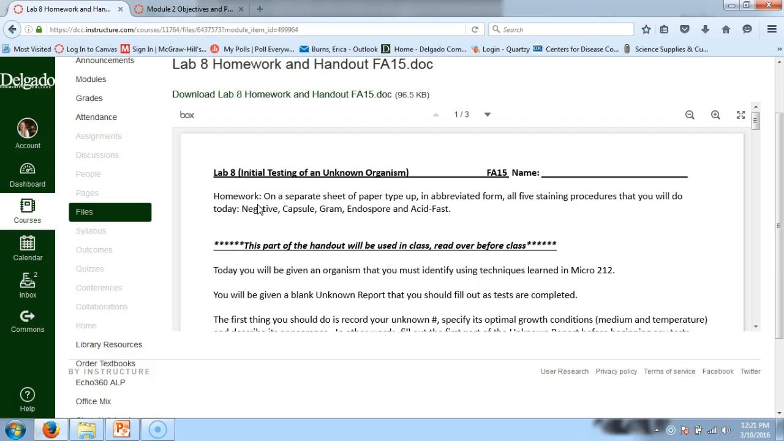The only two stains where you don't have to do a heat-fixed bacterial smear is the negative stain and the capsule stain. Because remember those, you put the dye, you add the bacteria, you spread them out, and you just air dry them. With the capsule stain, you're going to air dry and then stain, right? So make sure you write out those procedures, what stains, what times, right? So that you can read it and you can understand it and you can use it as a guide next week. That's your homework, right, for next week.